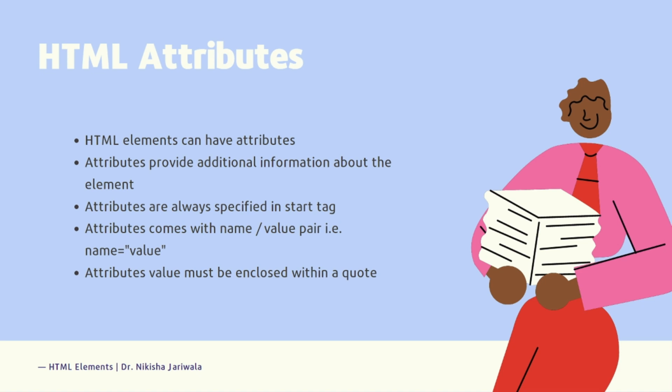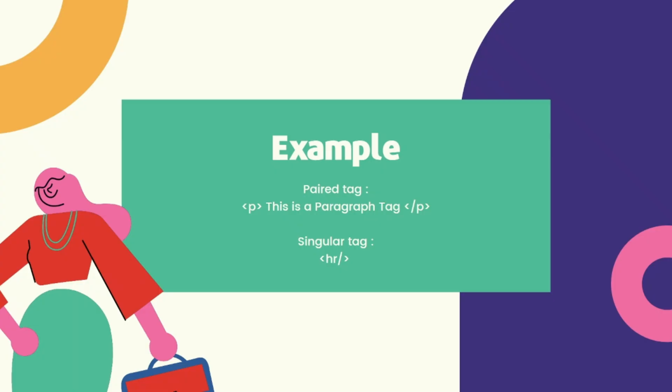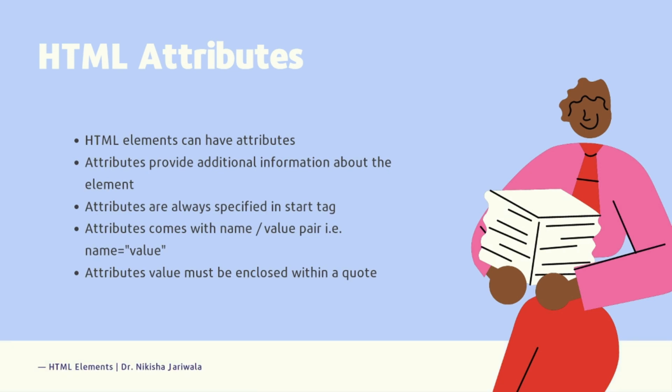If we want to specify any additional information related to the element, for example, consider the paragraph tag, and within the paragraph tag we want to set the color of the text we have written within the paragraph. That particular thing can be written as an attribute within this paragraph tag, or more precisely within this paragraph element. That is the additional information related to the element.